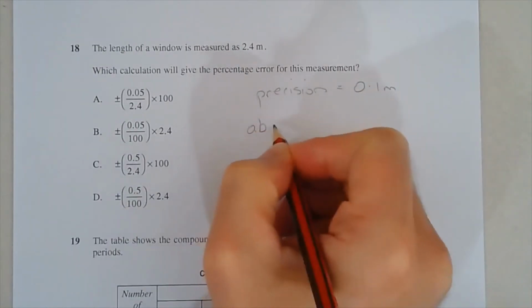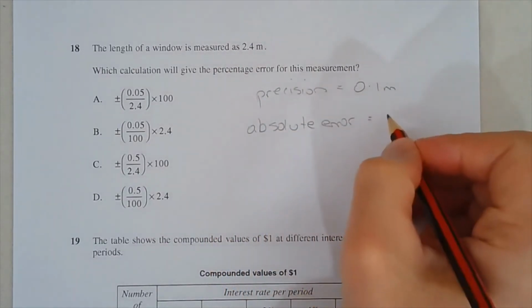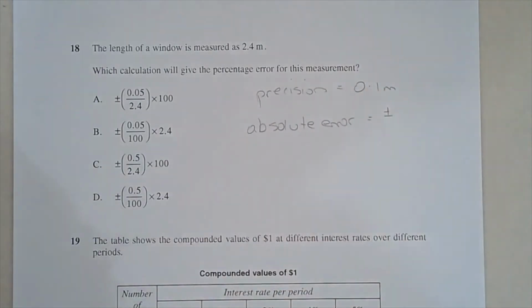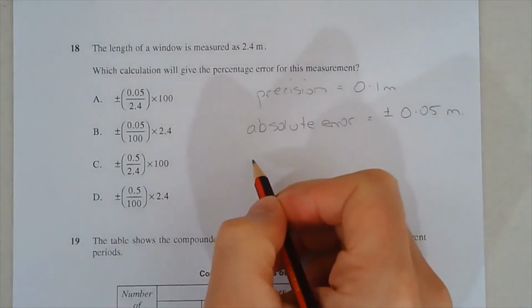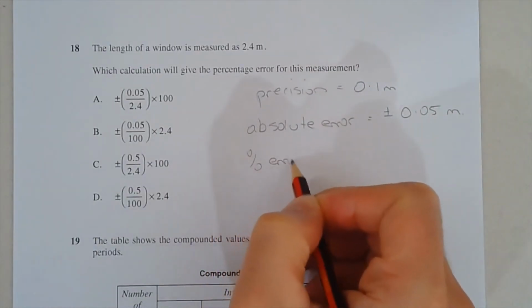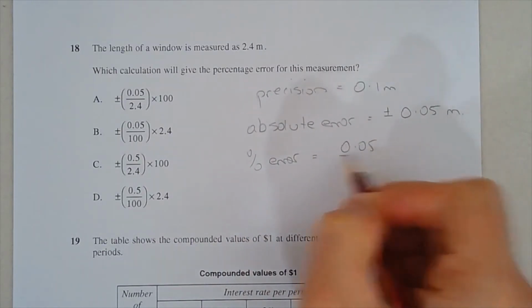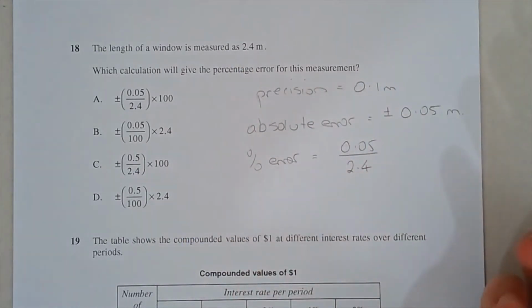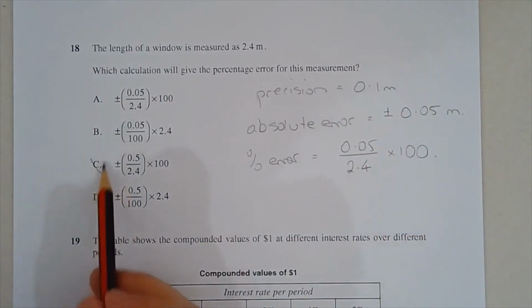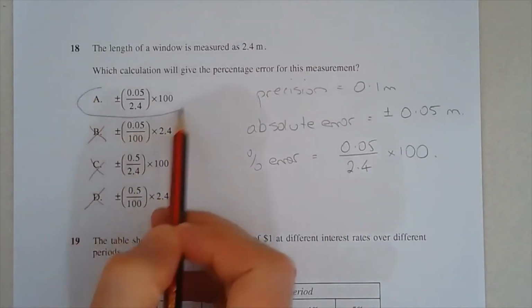The absolute error is equal to plus or minus half of 0.1, which is going to be 0.05 meters. The percentage error is equal to the absolute error, which is 0.05, over the original measurement, which is 2.4 meters, and then to convert it into a percentage, we multiply it by 100. So it's not going to be option C, not going to be option D, and it can't be option B because we've got to multiply it by 100. The only option we have left is option A.